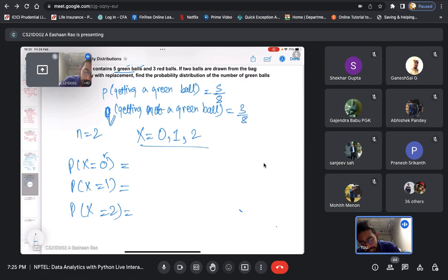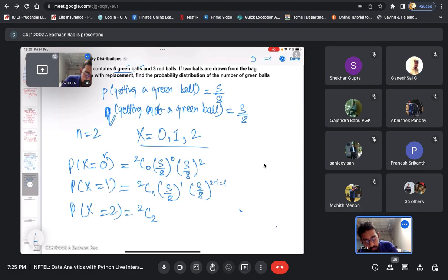So for x equal to 0, that is 2C0, out of the 2 balls I have drawn, 0 balls are green: 5 by 8 raised to 0 and 3 by 8 raised to 2. Similarly, if I get 1 green ball, the success rate is 5 by 8 raised to 1 and 3 by 8 raised to 2 minus 1, which is equal to 1. Similarly, 2C2, that is 2 balls are taken out and both balls are green: 5 by 8 raised to 2 and 3 by 8 raised to 2 minus 2, which equals 0. So once I calculate these values, I will get the probability distribution for the particular question.